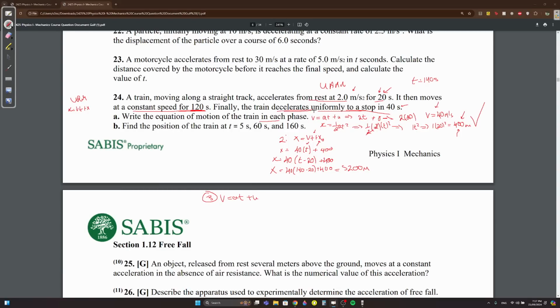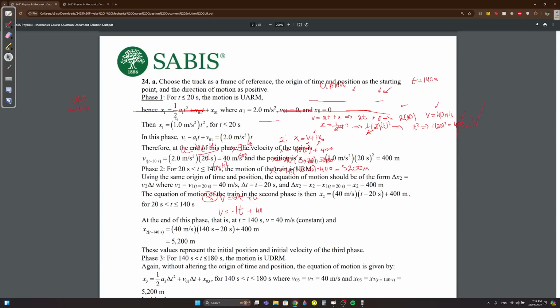How do you know it's uniformly? Because it decelerates. Okay, v equals at plus u. The acceleration, can we find it? Yes, velocity final minus velocity initial over the time, right? We don't have our acceleration, but we know that it stopped in 40 seconds. The time is 40. The final velocity is 0, and the initial velocity was 40. So you get negative 1 meter per second squared. So v equals minus 1 t plus 40, right?